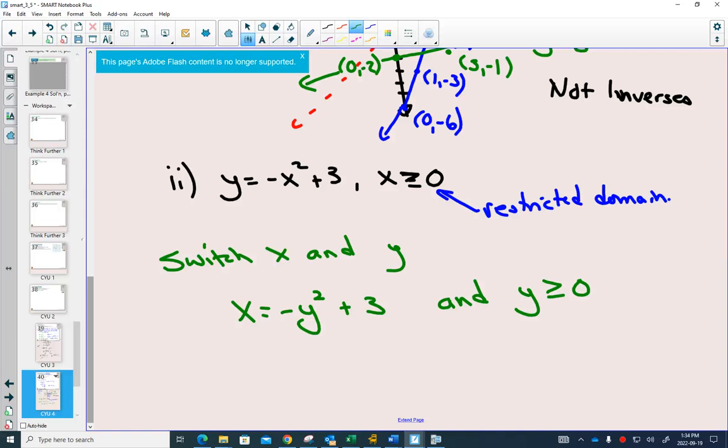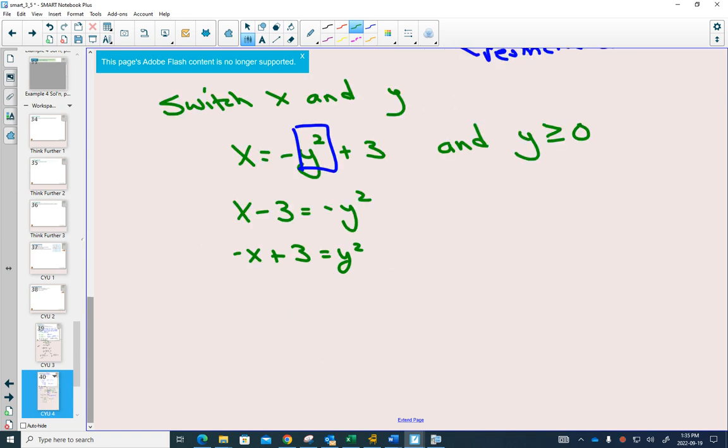If I'm solving this, I would like to solve for y. Right now my y is squared, so I would move the 3 over, then multiply by a -1. And now I can square root. And since the y value has to be bigger than or equal to 0, does it make sense that you can't have the negative out front?